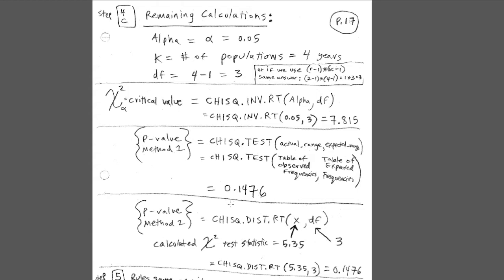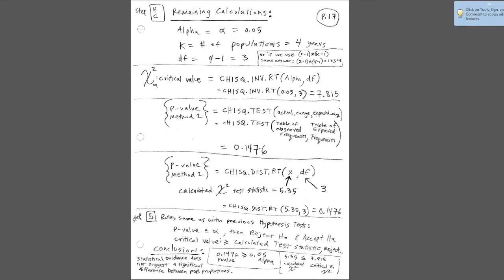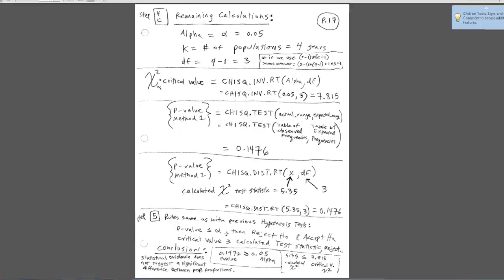Now, just to be consistent, remember, anything with an inverse is the value. Anything with a dist is the probability. So if we calculate our test statistic, which we got to be 5.35, we can use the CHISQ.DIST.RT probability, because it's always upper right, and it will spit out the same exact p-value. And then we will come to our conclusions. Now let's jump over to Excel.